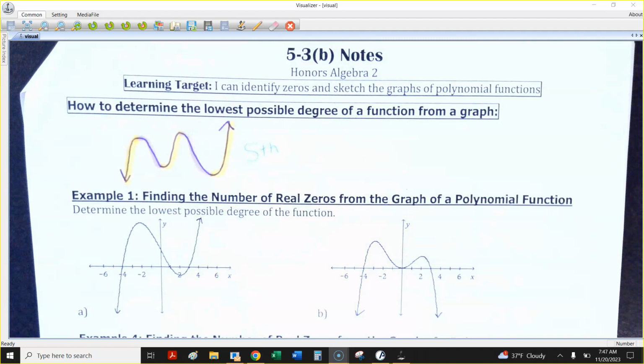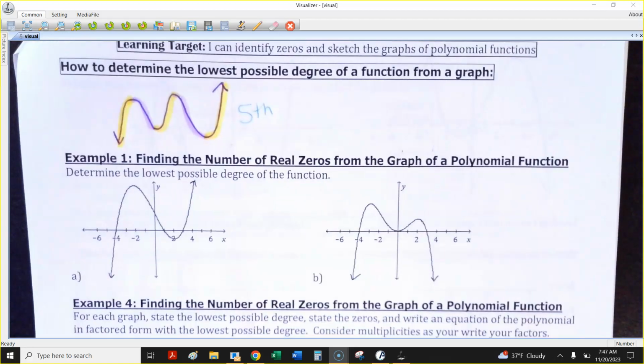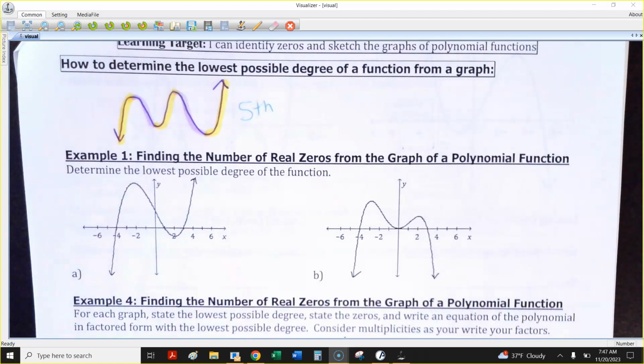So the lowest degree on what I sketched would be a 5th degree. So it's the number of intervals you have that are different, increasing and decreasing is the best way I could describe that. I immediately know that guy is odd because the end behavior goes opposite directions. If it's even, the end behavior will go the same direction. Okay, and this is the lowest possible. So you could have imaginary answers that maybe don't cross the x-axis or something like that. So that's why it says the lowest possible degree.